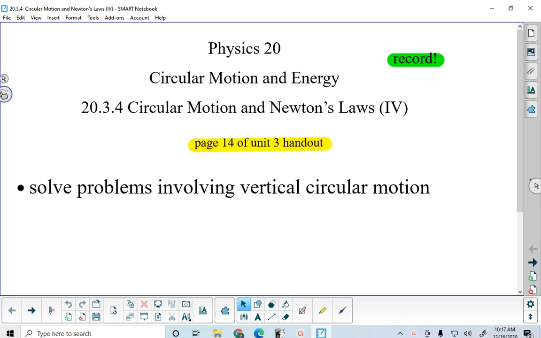All right, so this is lesson 20.3.4. It's the fourth topic, dealing with circular motion and applying it to Newton's laws of motion. This is on page 14 of your unit handout. We're dealing here with vertical circular motion, and this is a very slippery kind of application.